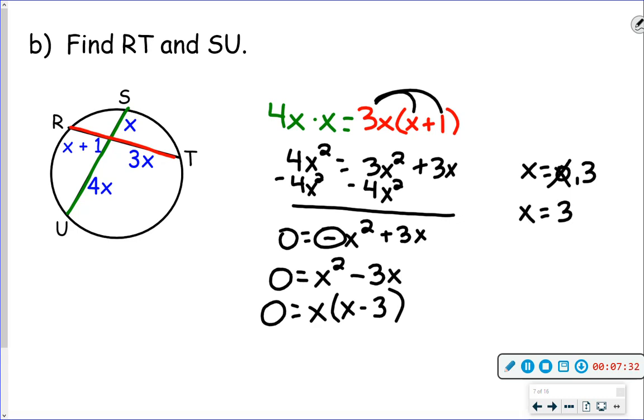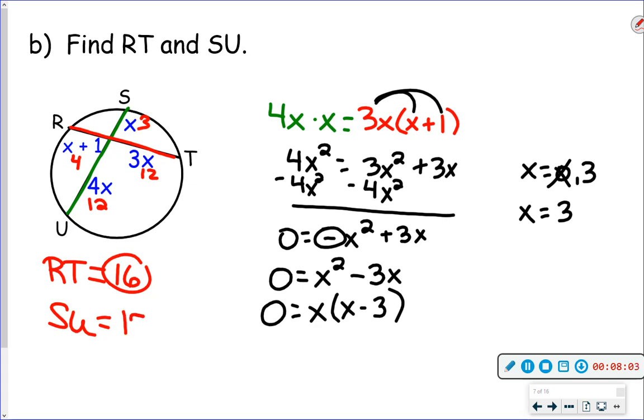Now, as always, gosh, this is so much work. Read our directions. They don't just want x. Notice I didn't circle x. They want to know what RT and they want SU. So we have to plug in x and get the total length. So if I put a 3 in here, I'm going to have 3 plus 1, 3 times 4. So I'm just going to add that together for a total of 16. And then same thing, I'm going to put 3 in here, so 12. And 3, 12, okay, 15, got it.